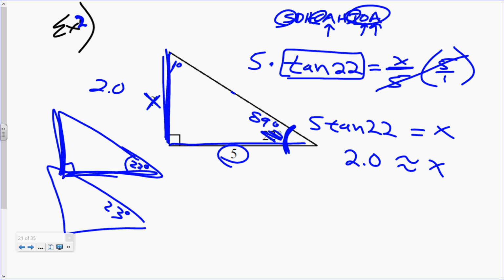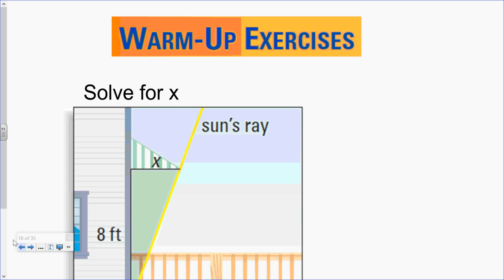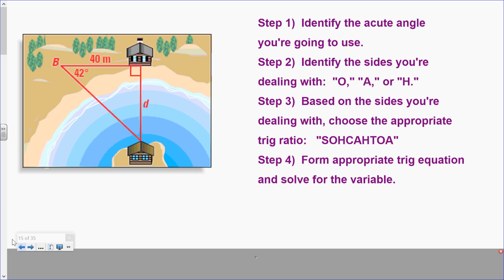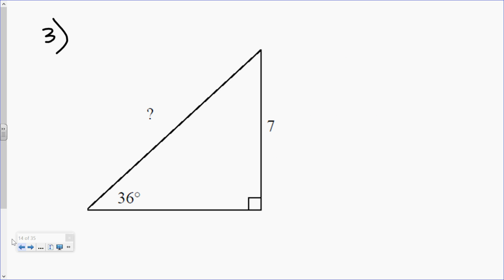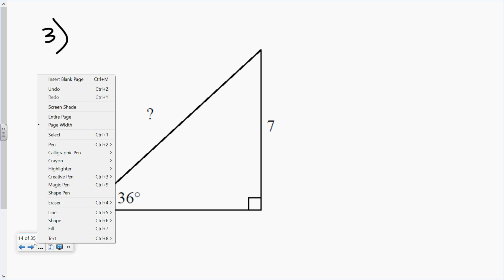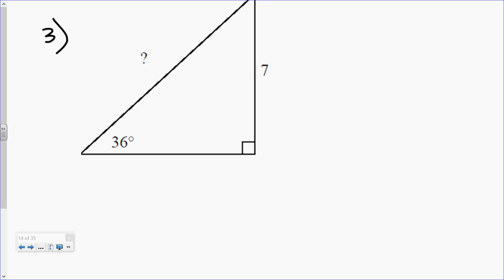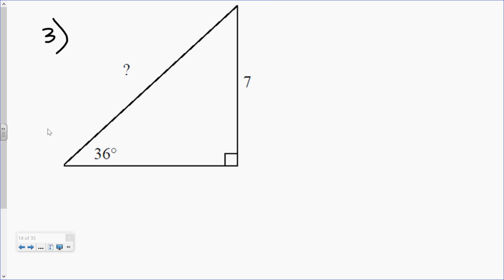Last example before the break. Right here. Instead of a question mark again, let's put x here.